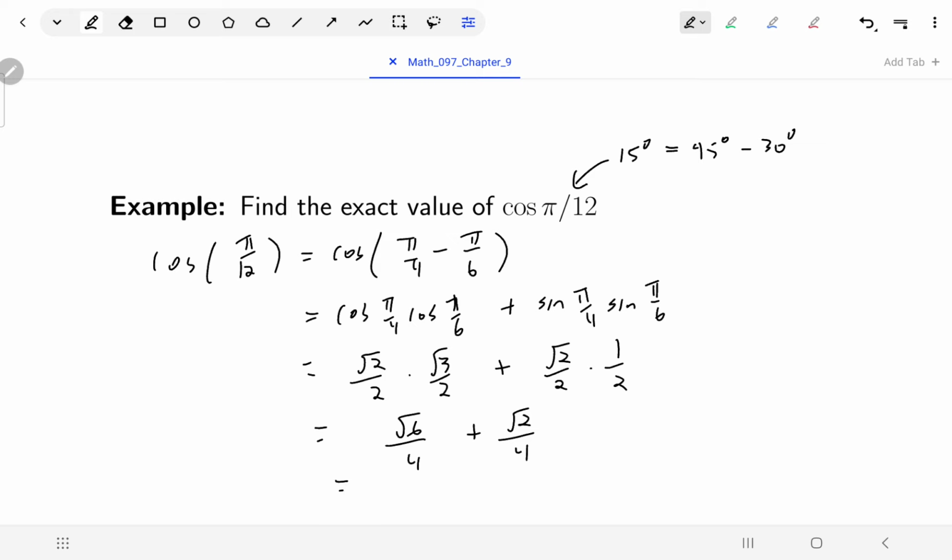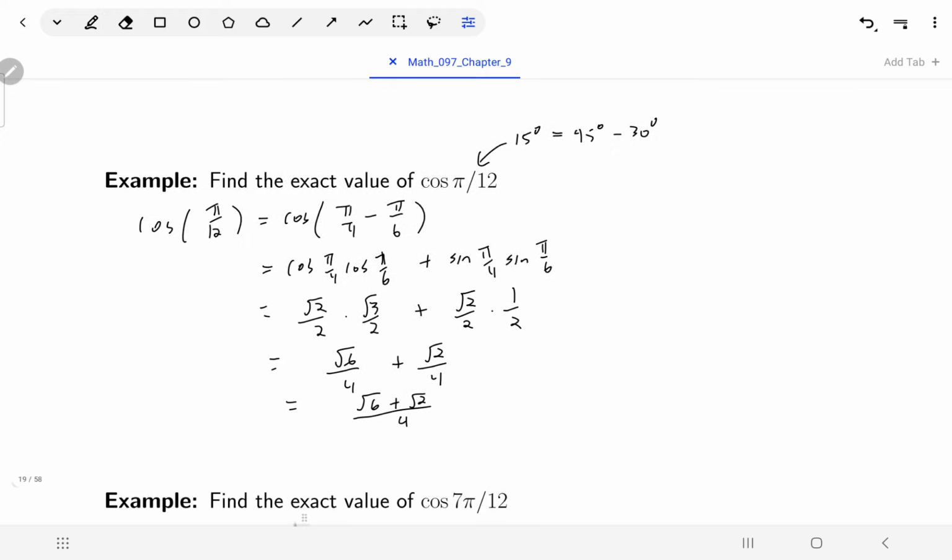And then just a little bit of cleaning up. And away we go. We've now got our exact value for cosine of pi over 12. It's root 6 plus root 2 all over 4. And so that was us using that angle difference identity. For the second example, I'm going to be using the angle sum identity.